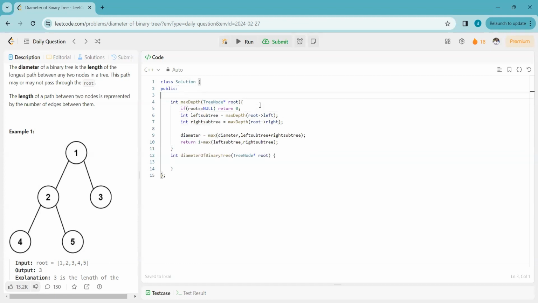So we will keep a global variable diameter to store the result. In this diameter field, we will keep the maximum value. Initially the diameter value is 0. So we will call this maximum depth function with the root node. And after this function call is completed, we will return the diameter.